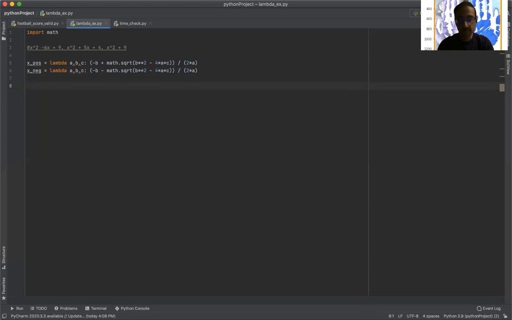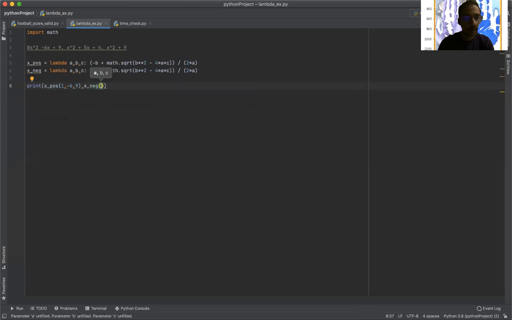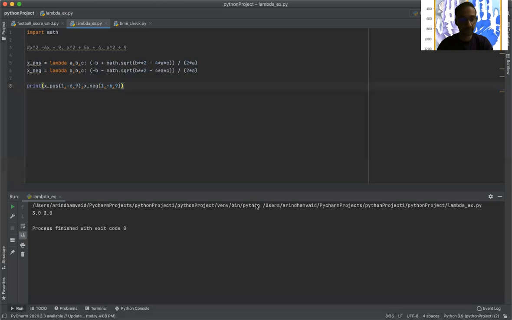Now we can do our test cases and get the roots out of those. We're going to do print x pos. Our first test case has the coefficients 1, negative 6, and 9. Then for x negative, we use the same coefficients. Save it, hit run, and we're getting 3 and 3.